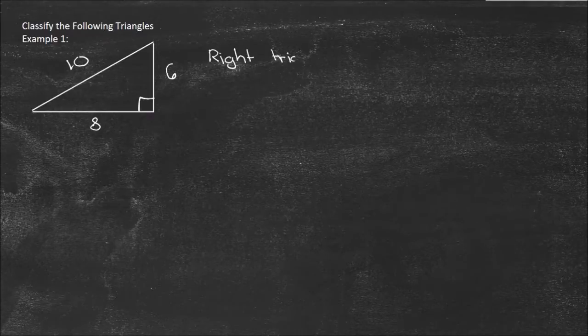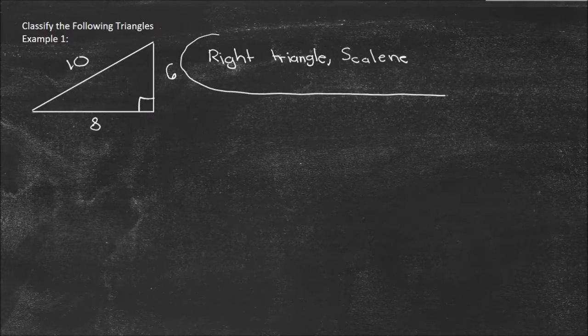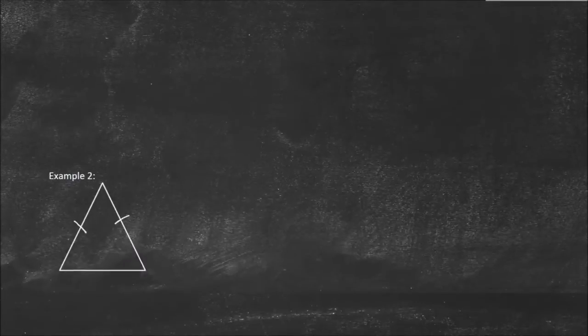That's my angle classification. Can I do a side length classification? Yes, I can. They're all unique. So I have a scalene. They're all different lengths, and that is the definition of a scalene triangle. So those are my 2 classifications that I get from this one. Let's go to the next one.